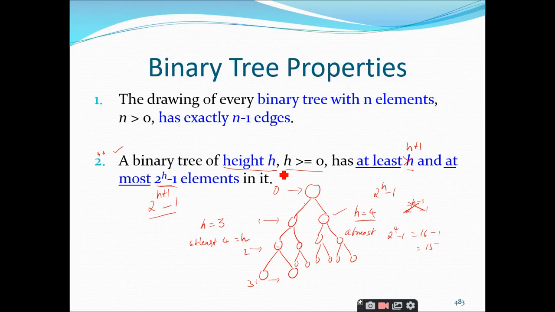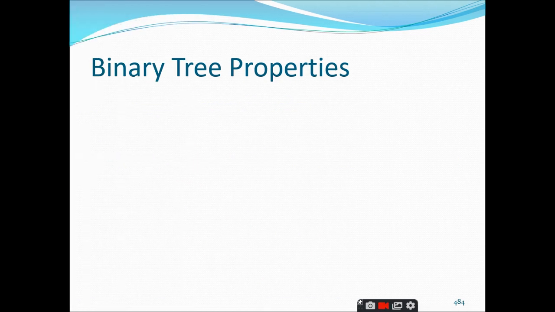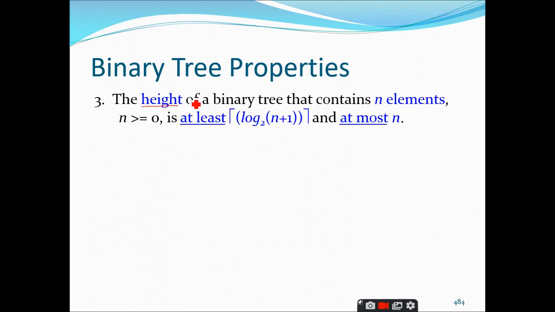If a binary tree of height h is given, then you find the least number of nodes and the most number of nodes, right? But here in this example we are going to calculate the height of the binary tree if the number of elements is given. Reverse process. Previously we calculated the number of elements if height is given, but now we are going to calculate the height if the number of elements is given, right?